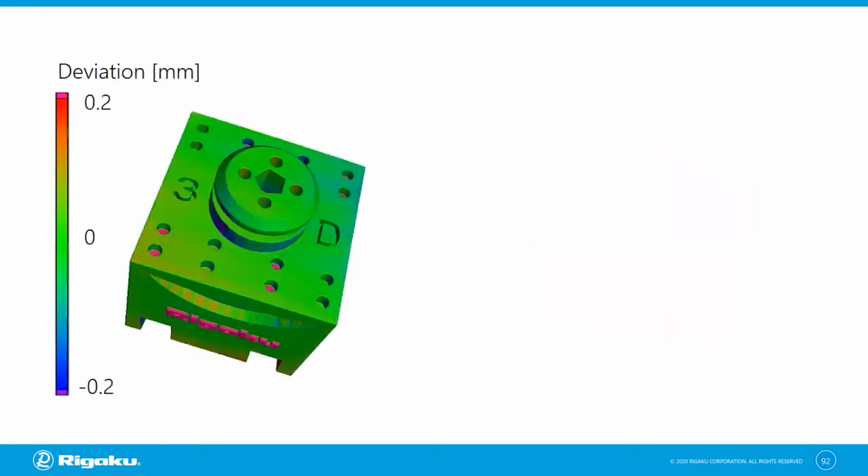And this is the result of comparison. So green indicates that the printed part and original drawing match. Blue indicates that the printed part is smaller, and red and pink indicate that the printed part is larger than designed. And this is a great way to visualize where the discrepancies are.